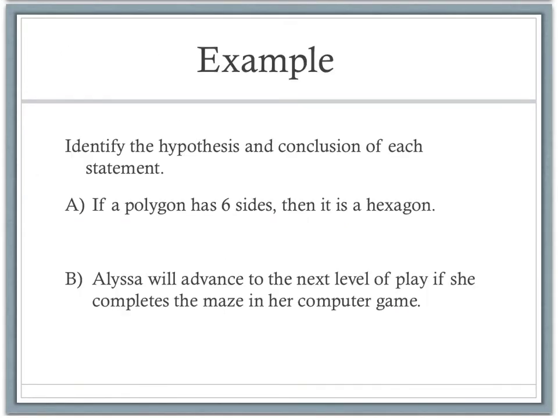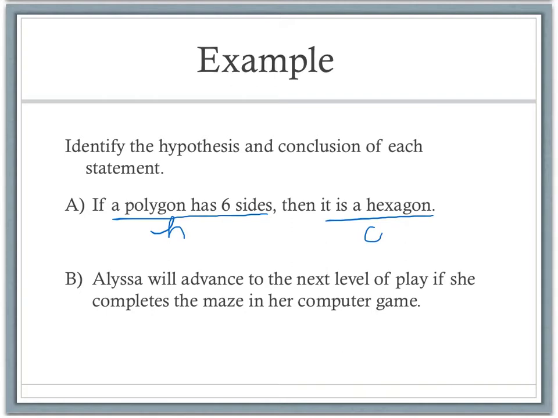All right, so we're going to identify the hypothesis and conclusion of each statement. Statement A, if a polygon has 6 sides, then it is a hexagon. Your hypothesis is that a polygon has 6 sides. Your conclusion is that it is then a hexagon.